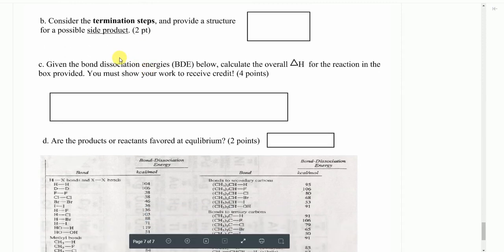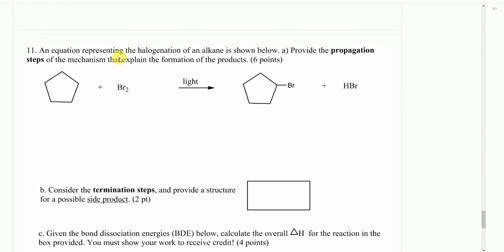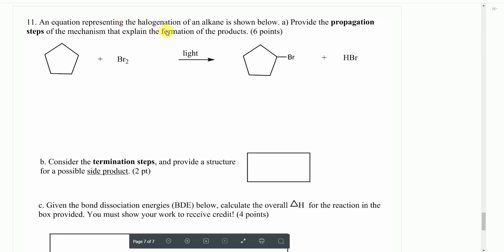So this is what I have. So this is what she says. She says, an equation representing the halogenation of an alkane is shown below. Provide the propagation steps of the mechanism that explain the formation of the products. So we have, she's given us Br2, light, and then we form this and this. So she says, provide the propagation steps.